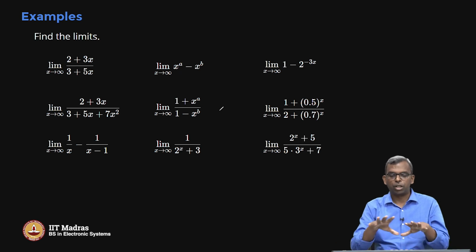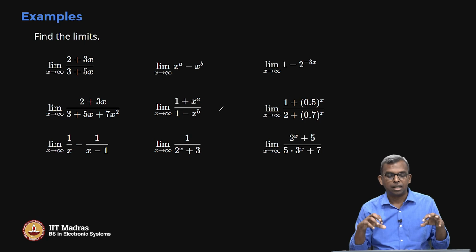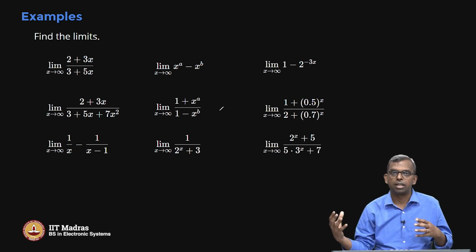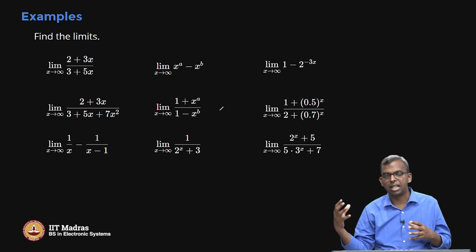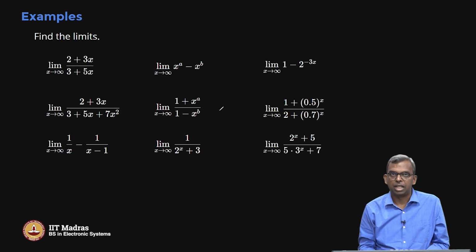Once again, for different forms, rational forms, exponent forms and all that, you should be able to easily see what happens to asymptotic values. When x becomes very large, what happens to these functions? That is where limit at infinity comes and helps you.